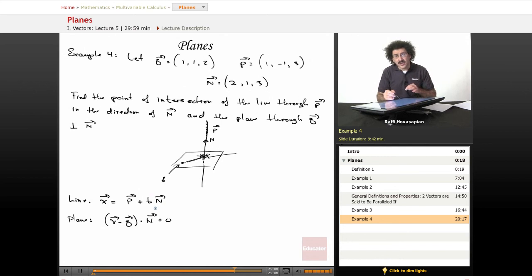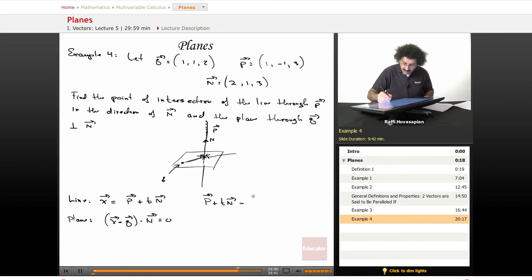We want the point of intersection. In other words, we want the value X that makes this true. Well, the value X that makes this true, just take this X and put it in here. That's all you got to do. So we'll take this X, which is P plus T times N, and I'm sorry if I keep going back and forth between upper and lower cases. Let me be consistent.